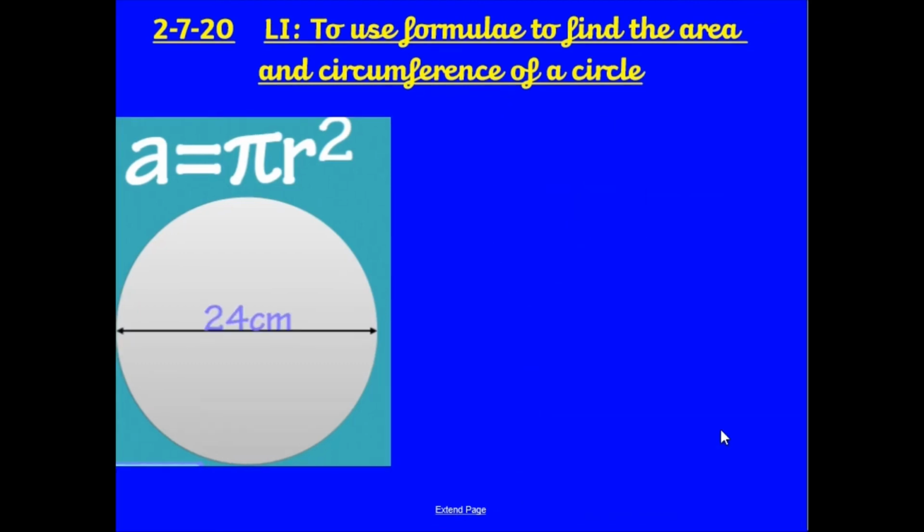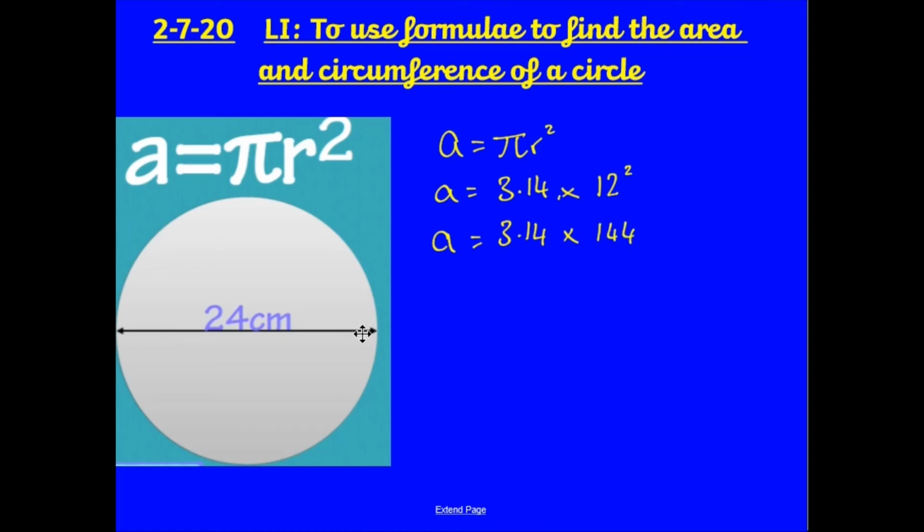So to find out the area of this circle, I'm going to do A is equal to pi r squared. So the area is equal to 3.14 multiplied. Now I'm not multiplying by 24 squared because this is a diameter, so be careful. The diameter is the whole way across. I need the radius r. So it's half of this, so it's 12 squared. So the area is equal to 3.14 multiplied by 12 squared. That's 12 times 12, which is 144.